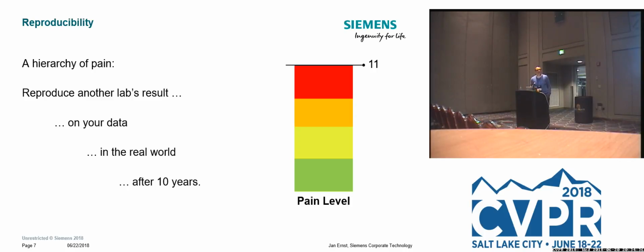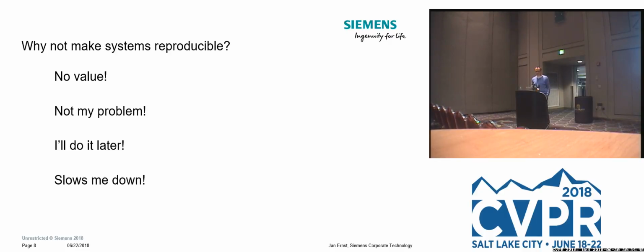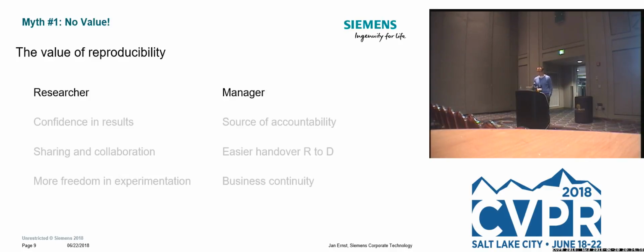So that naturally raises the question, why do we make systems not reproducible from the start, right? So what I hear over the years is, there is no value. It's not my problem. I'll do it later. It slows me down. It's too hard. Yeah. So let's have a more structured look at these common objections.